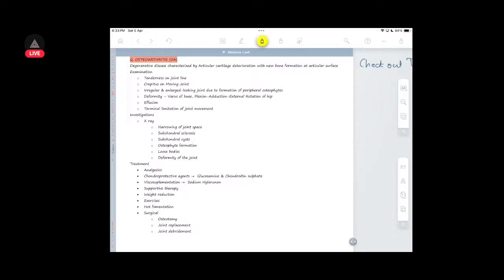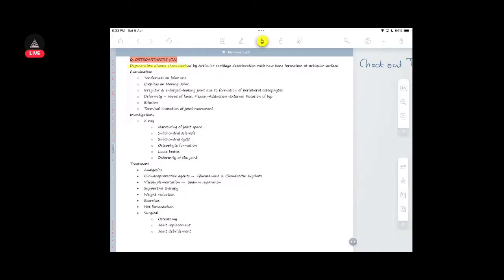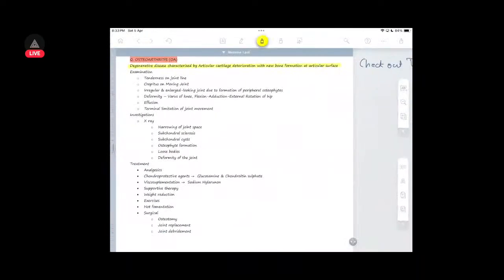So osteoarthritis, it is a degenerative disease characterized by articular cartilage deterioration with new bone formation at the articular surface. So you'll be having tenderness at the joint line.